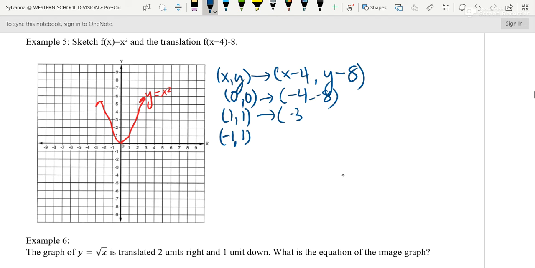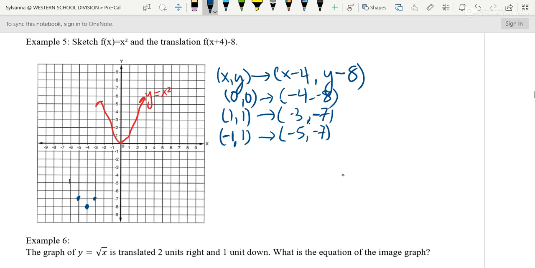I'll have (-3, -7). Here I'll have (-5, -7). Those are the points I'm going to graph. I'm going to connect the dots, and then that'll be my translated graph. So (-4, -8) is down here. (-3, -7). And then (-5, -7).